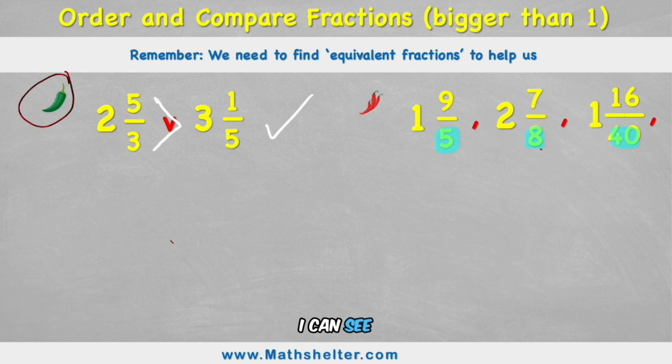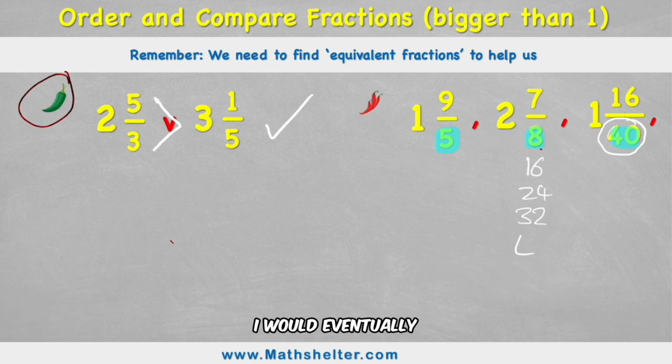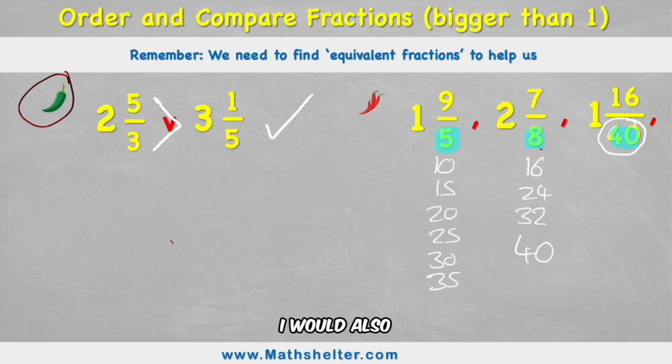Unfortunately, I can see that 40 would be a common denominator because if I did the 8 times table, I would eventually get to 40. And again, if I did it with the 5 times table, I would also eventually get to 40. And obviously 40 is already at 40. So I know that each of these denominators could be a 40.